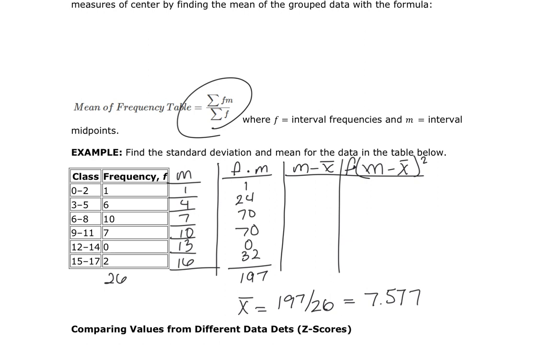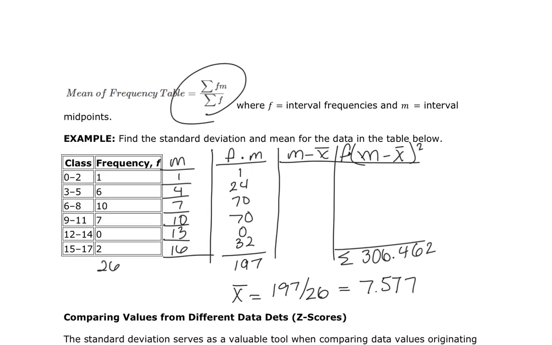Okay, and then I'm going to sum that up, right? So I'm going to sum up that column, and when I did all of that work on my spreadsheet, I got 306.462. Now what I have to do to get the standard deviation is take this number and then divide by my frequency.